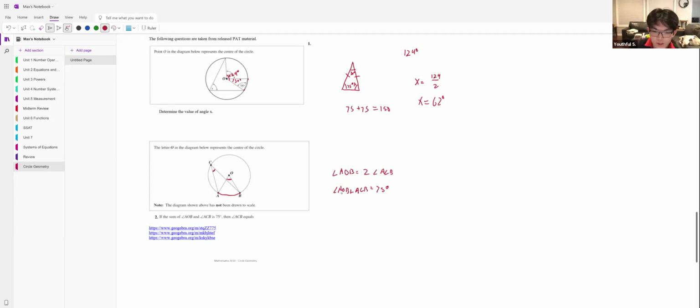So if AOB is equal to 2 ACB, then we can replace that here, right? 2 ACB, sorry, plus ACB is equal to 75 degrees. Since we know that AOB is equal to 2ACB, we're going to replace that here. So then 2ACB plus ACB is 75. So then 3ACB is equal to 75 degrees. And then ACB is therefore equal to 25 degrees. And AOB is equal to twice that, which is 50 degrees. Does that make sense?